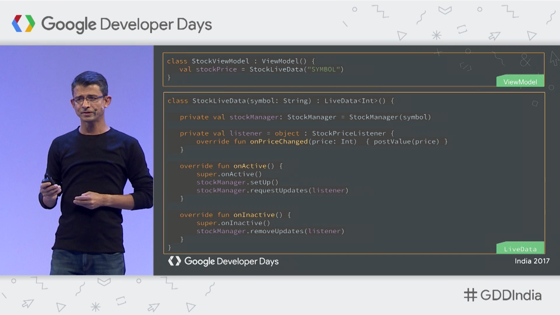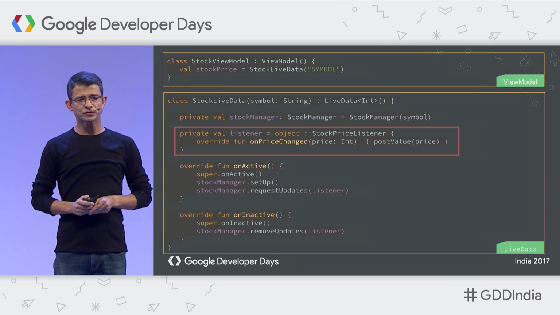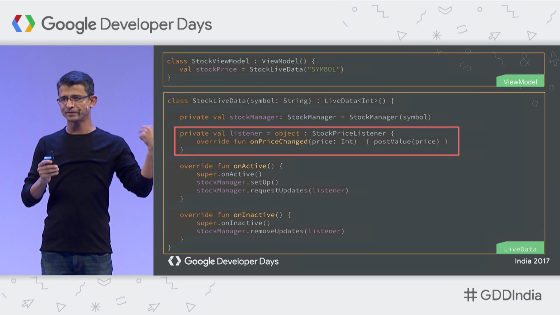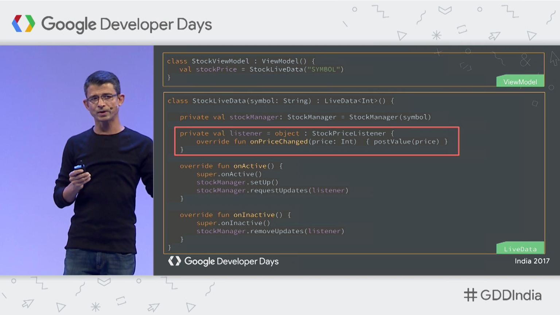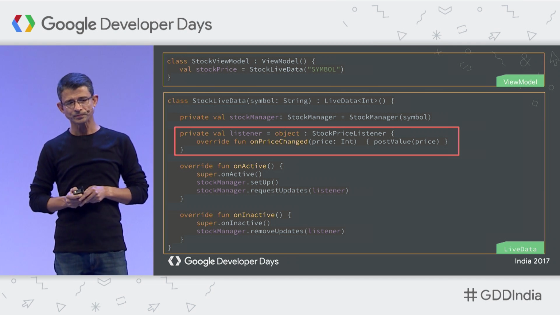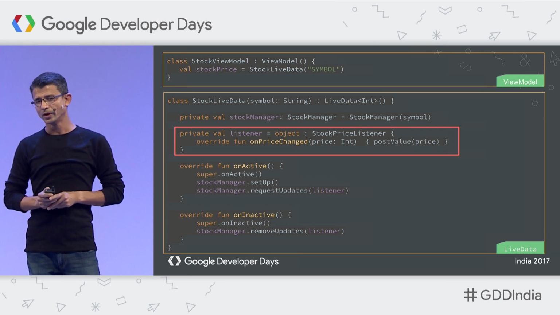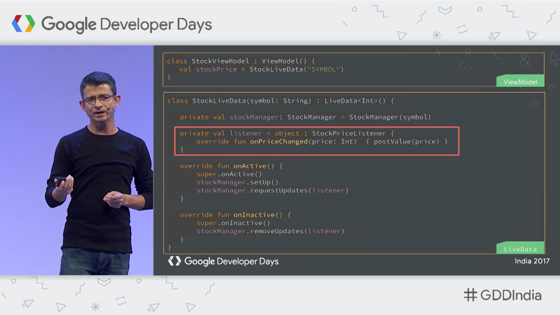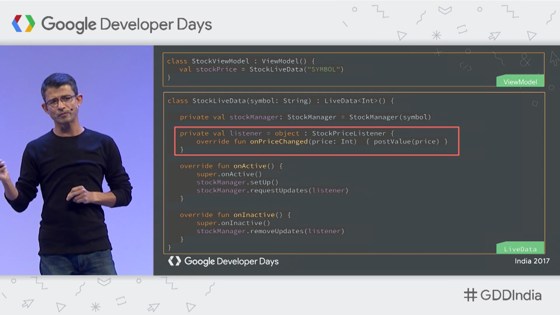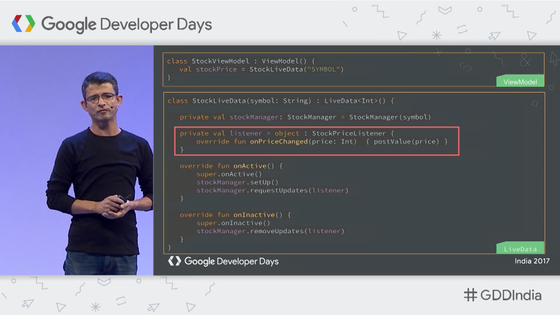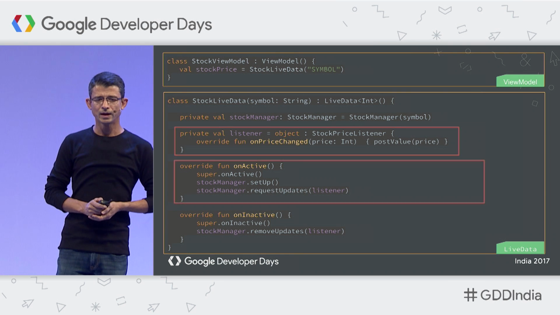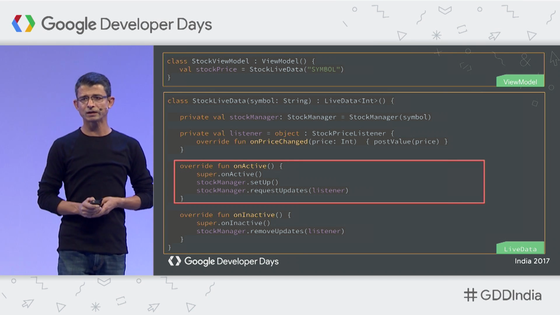The LiveData class is a little more interesting. So first of all, here I'm creating my listener. Remember the listener that I attached to my stock manager? I'm creating it here. And whenever the callback is called, I'm doing a postValue. postValue is a LiveData method which is used from the background thread to update the value of the LiveData object. And then we have these onActive and onInactive callbacks.